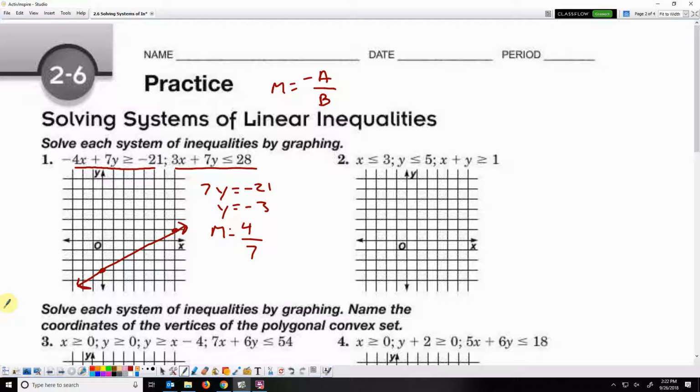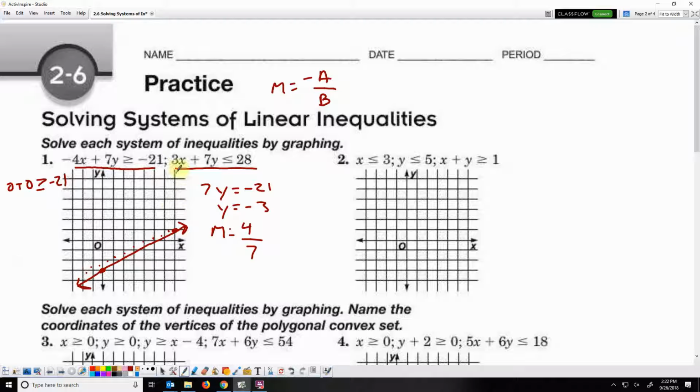The other thing we have to do when graphing inequalities is shade. So if I put in 0, 0, testing the origin, I get 0 plus 0 is greater than or equal to negative 21. And 0 really is greater than or equal to negative 21, so that's a true statement. This line right here shades toward the origin. I'm just going to put in those dots for now to tell me I'm shading this way.